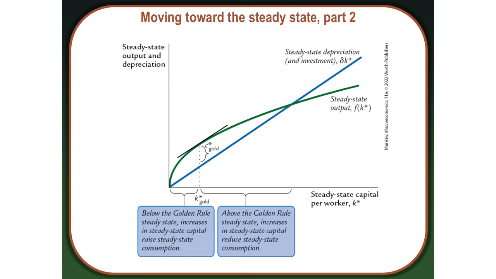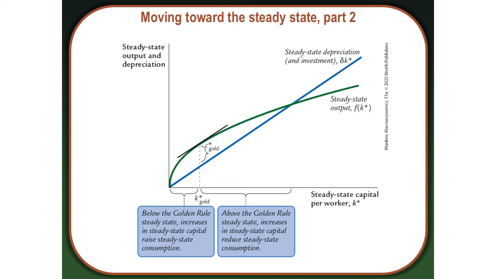So all along the x-axis are different potential values of K star, the steady state capital level. And on the y-axis, we're measuring steady state output and depreciation. So the whole idea here is that we can end up in any number of K-stars depending on the depreciation that we experience and the level of savings that we have as an economy.